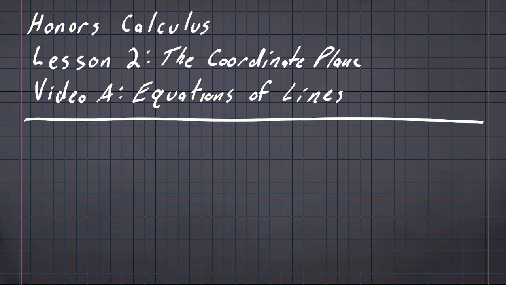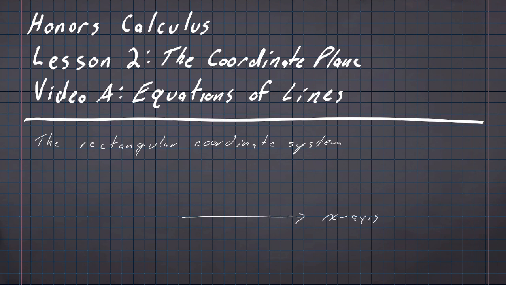Starting off with some things you're very familiar with. The rectangular coordinate system, or rectangular coordinate plane, is the two-dimensional structure formed by two real lines, which we call the x-axis and the y-axis. By convention, we draw the x-axis horizontally, the y-axis vertically.